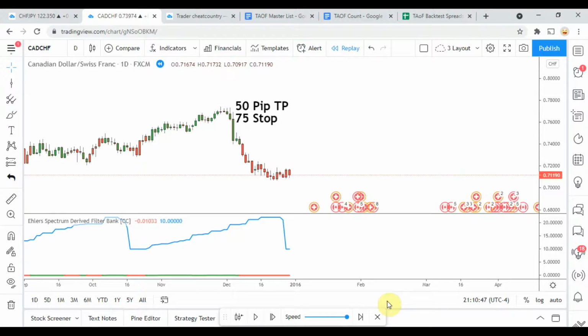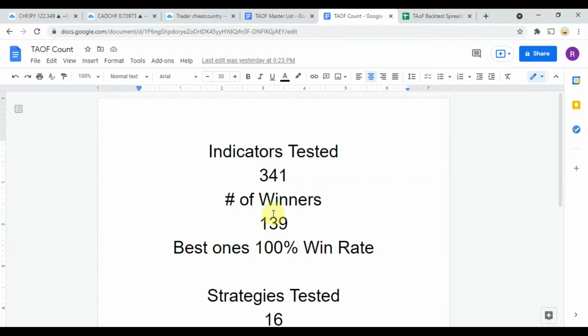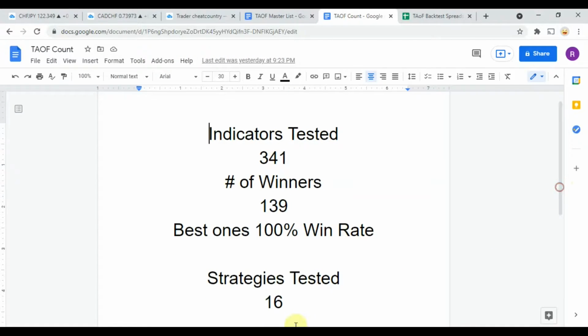Alright, as I said, today we will be testing Ehlers Spectrum Derived Filter Bank. But before we do, I wanted to put the indicator scoreboard up for everyone to see.